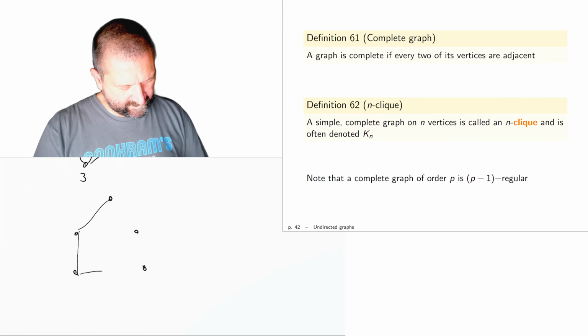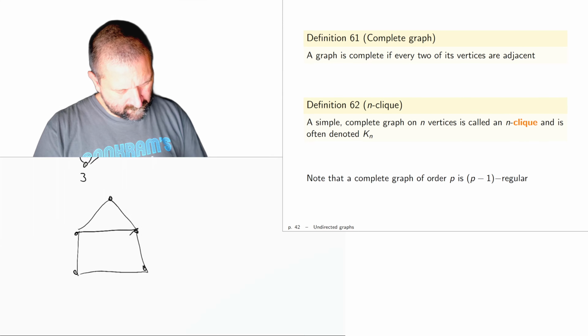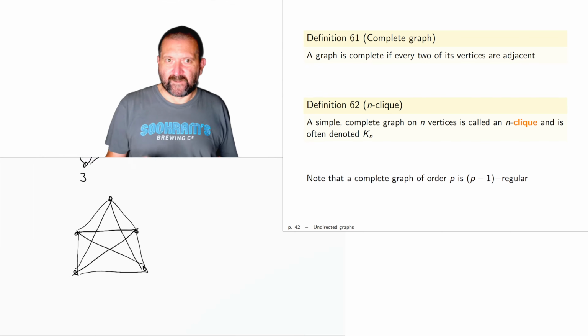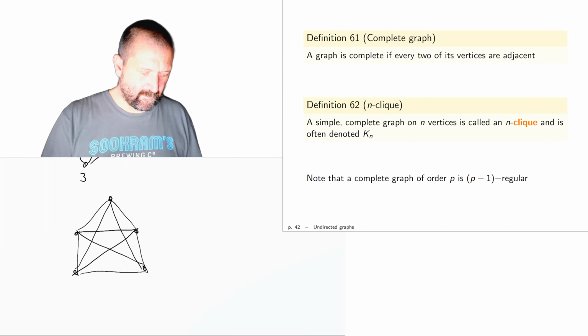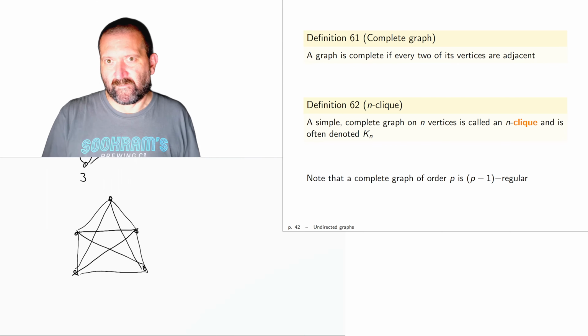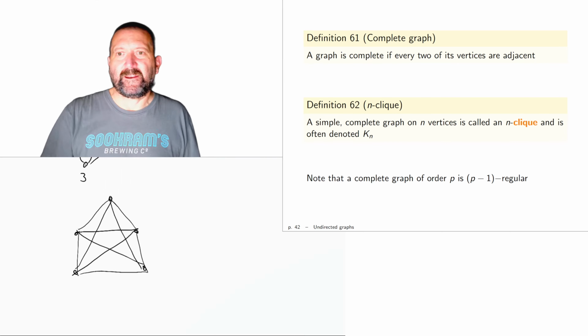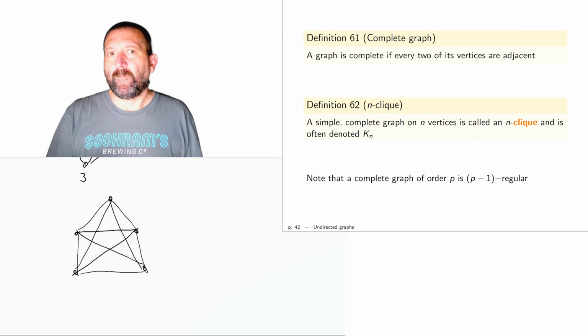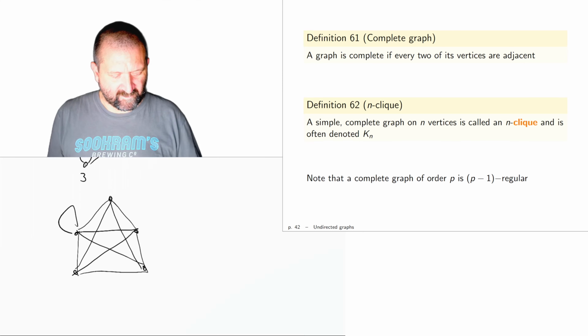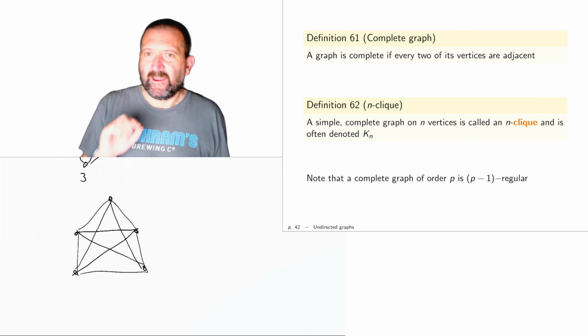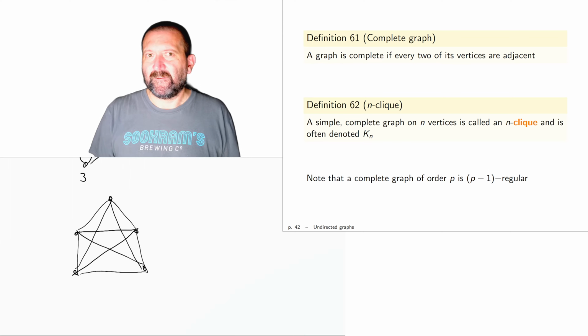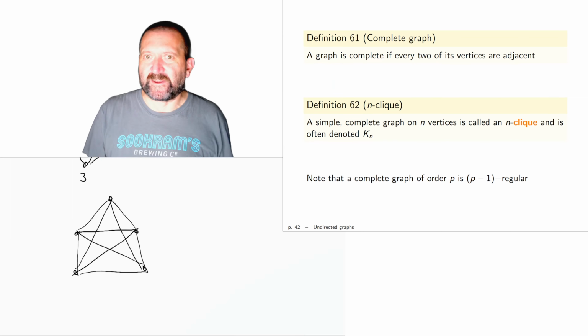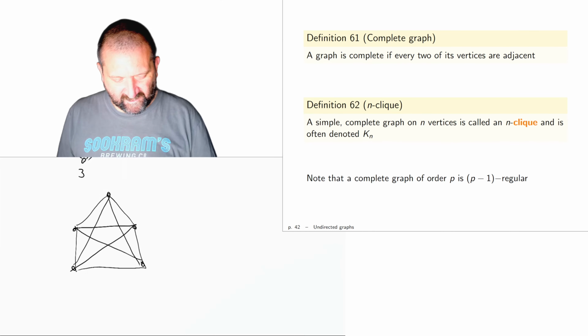And this graph here is such that every vertex is adjacent to every other vertex. It satisfies the following definition: it is simple, so there's no loop and there are no multiple edges. A simple graph that is complete on n vertices is called an n-clique. It is typically denoted K sub n. So this is K5.